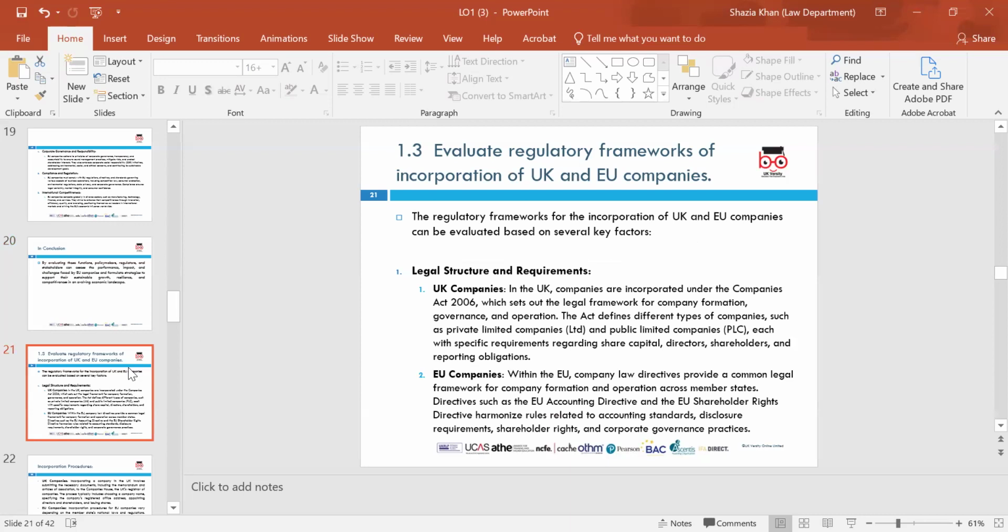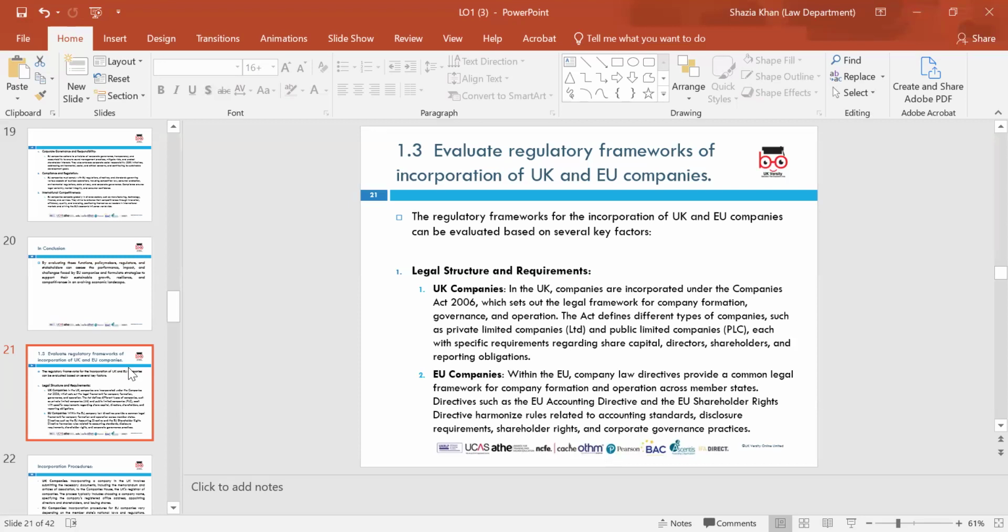So the regulatory frameworks for the incorporation of UK and EU companies can be evaluated based on several different key factors. So the first one being legal structure and requirements. For UK companies, in the UK, companies are incorporated under the Companies Act 2006, which sets out the legal framework for any sort of company formation, governance, and operation. The Act defines different types of companies, such as private limited company, LTD, and public limited companies, PLC, each with specific requirements regarding share capital, directors, shareholders, and reporting obligations.